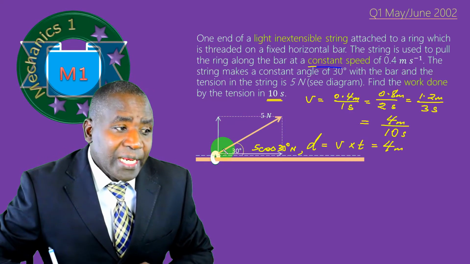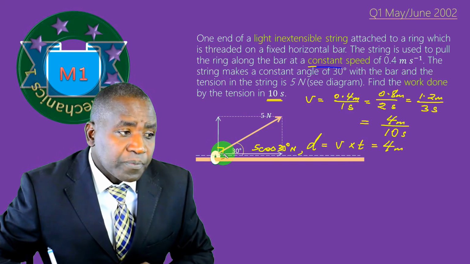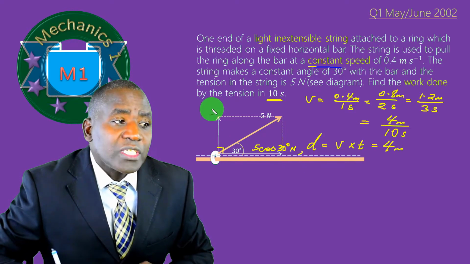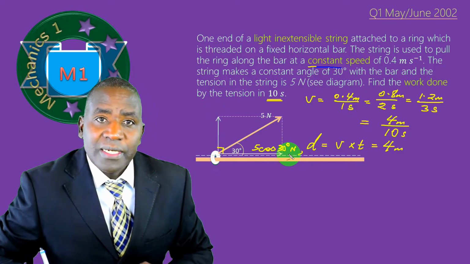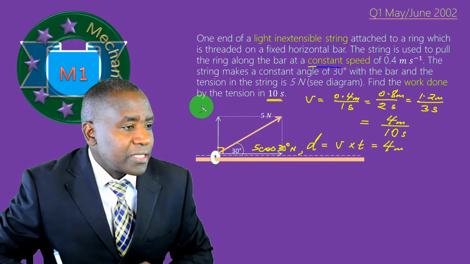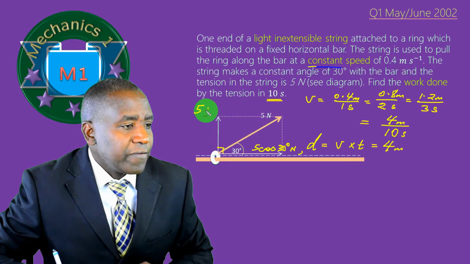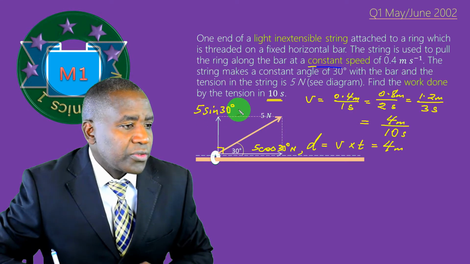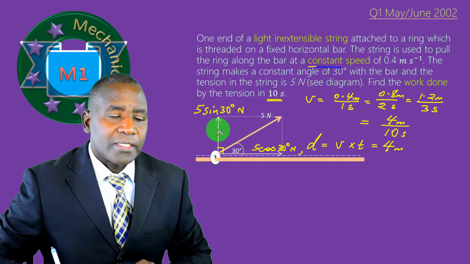And then immediately you resolve it in that direction, you get the cosine, you resolve in a direction which is perpendicular to that direction, and that is vertically. And that is going to give us 5 sine 30 degrees newtons, like that.